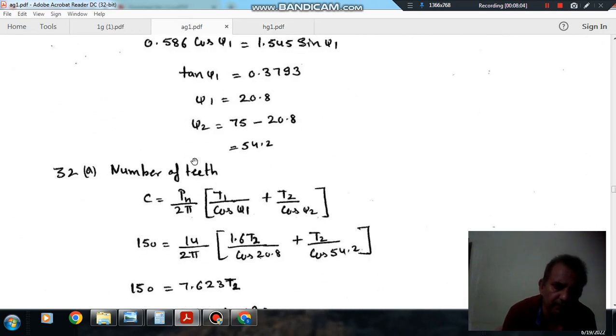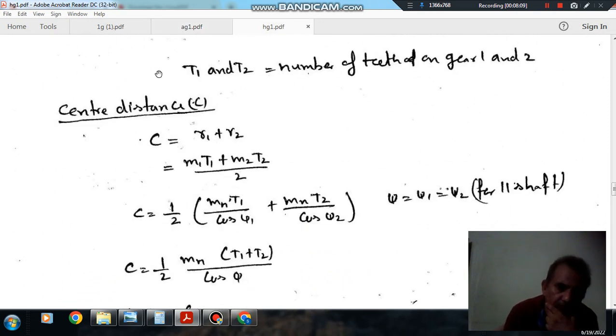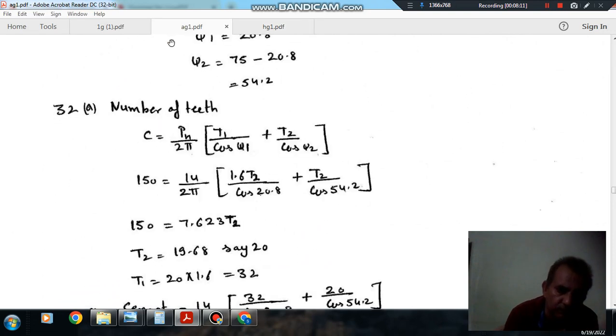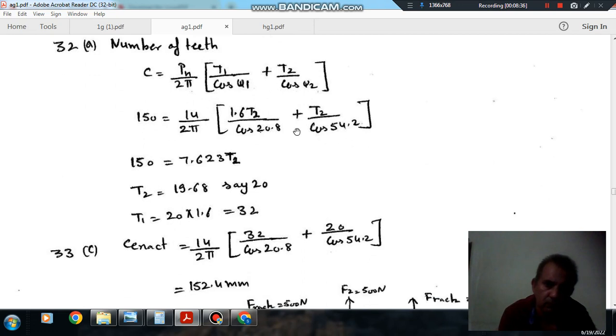So the center distance is given here in terms of mn. In our question the pitch is given, sorry, pitch is pi into m. So in terms of pitch it will be pn by pi into 1 by 2, and t1 by cos psi 1 plus t2 by cos psi 2. As the ratio of number of teeth or velocity ratio is given, we put the values, and we have found psi 1 and psi 2. So we can find that t2 is 19.68.